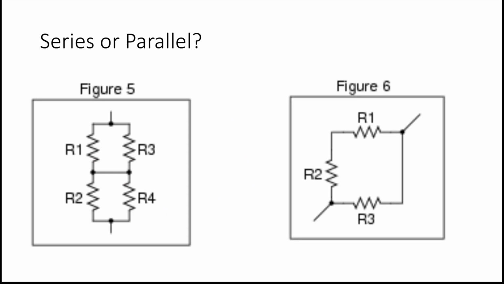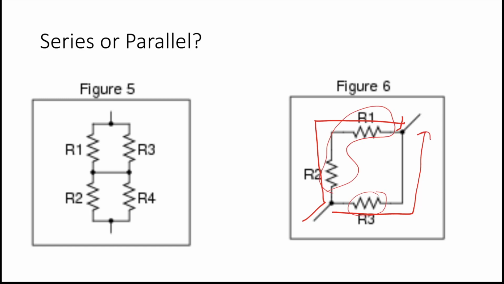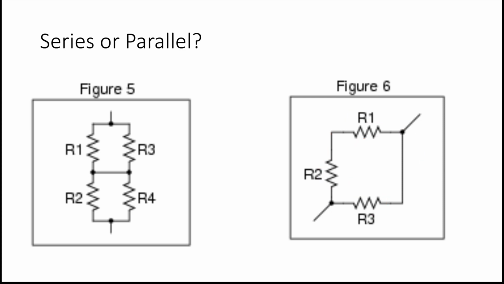And lastly, figure 6 is similar to one on the last page where we have current coming in. It can go one of two directions. So resistor 3 and resistor 2 and 1 are in parallel with each other, but resistor 2 is in series with resistor 1.